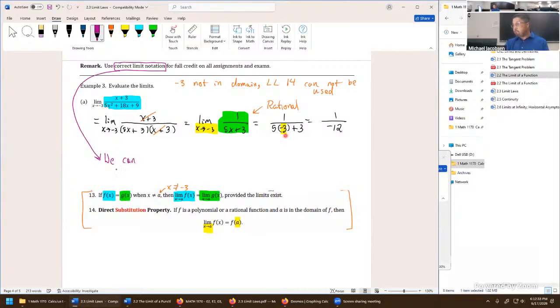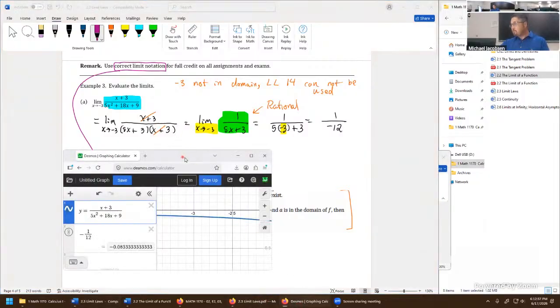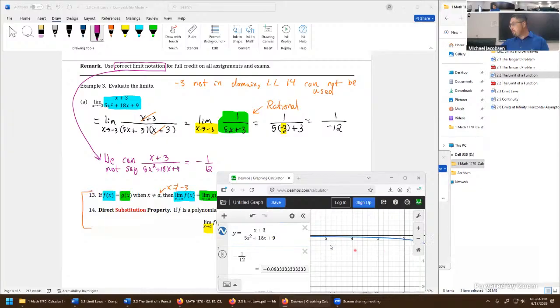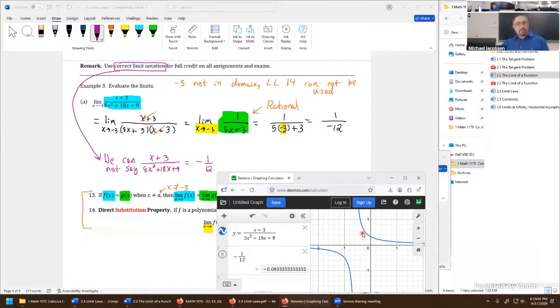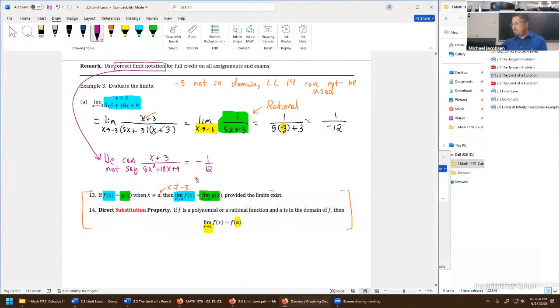We cannot say x plus 3 over 5x squared plus 18x plus 9 is -1/12. That statement there is a bold-faced lie because the thing on the left is a function. It varies. Its values change depending on what input value you put in. This curve doesn't represent -1/12 altogether.